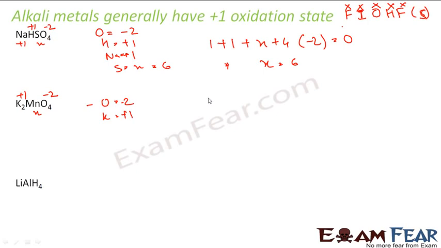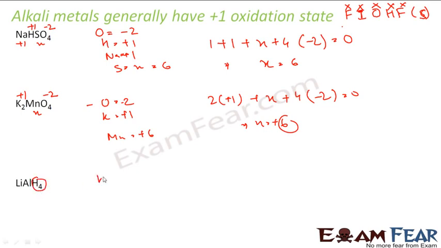So let's solve this. This becomes 2 into K, that is 2 into +1, plus Mn is X, plus 4 into -2 is equal to 0. You solve, you get X equal to +6. Right? So here Mn is +6. Similarly, LiAlH4, let's apply. Free rule we can't apply, it's not a free element. Ion rule we can't apply, it's not an ion.